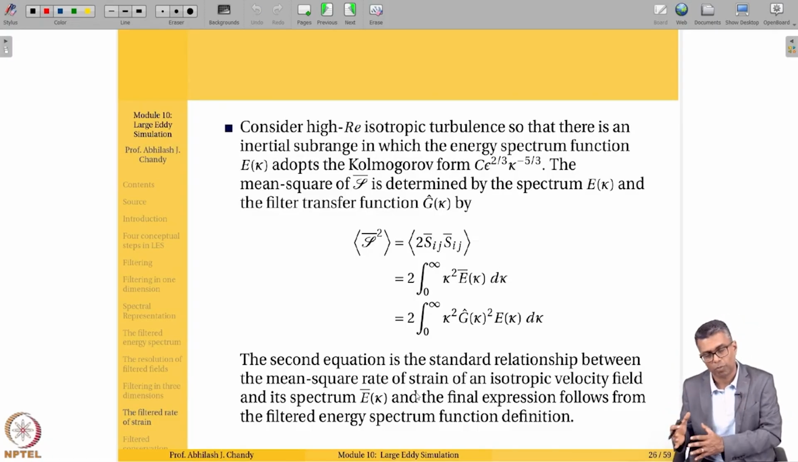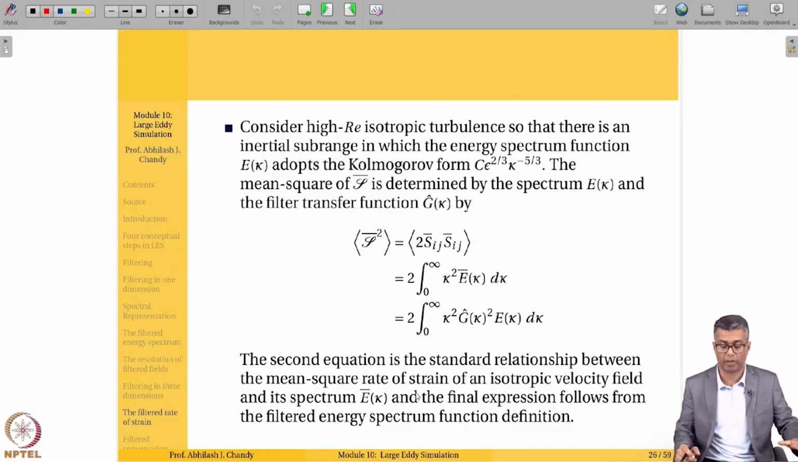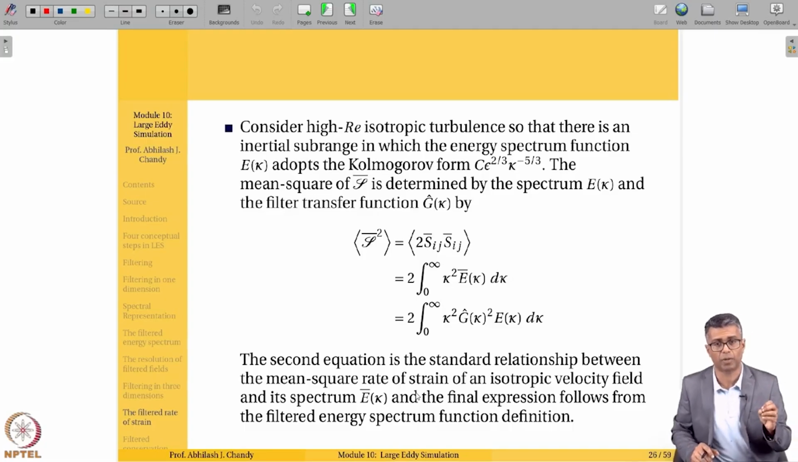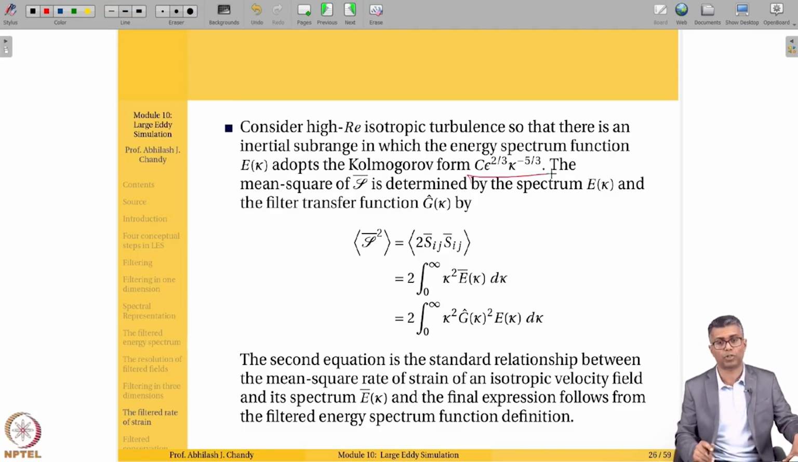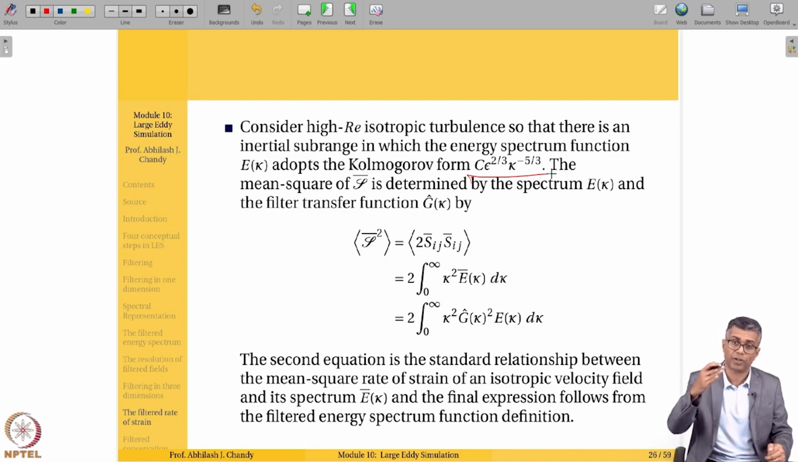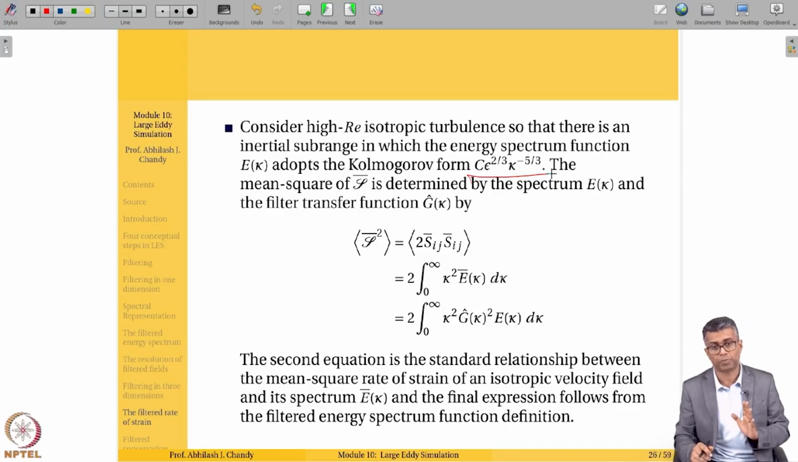We have to invoke Kolmogorov's hypothesis, which is applicable only to high Reynolds number. So it has to be high Reynolds number. So let's consider high Reynolds number isotropic turbulence, and then we know that the energy spectrum function in the inertial subrange looks like this: C epsilon to the 2/3 kappa to the minus 5/3, right? It is a function of kappa to the minus 5/3 in the inertial subrange. So E of kappa adopts this function according to Kolmogorov's hypothesis: C epsilon to the 2/3 kappa to the minus 5/3, and C is a universal constant.